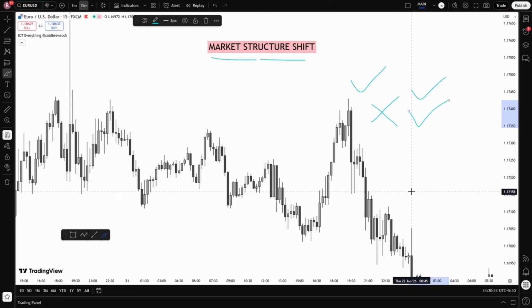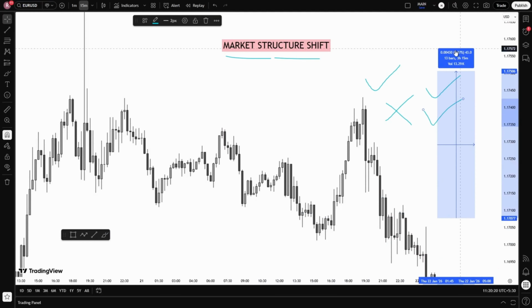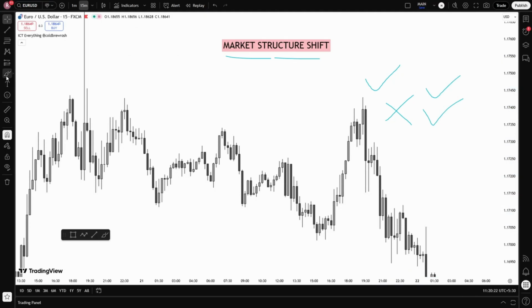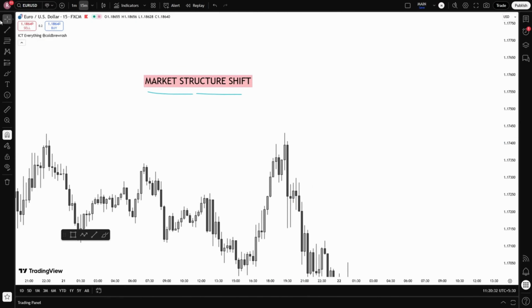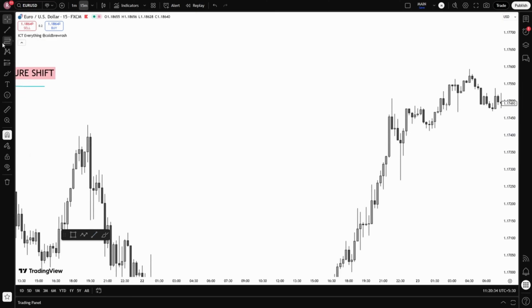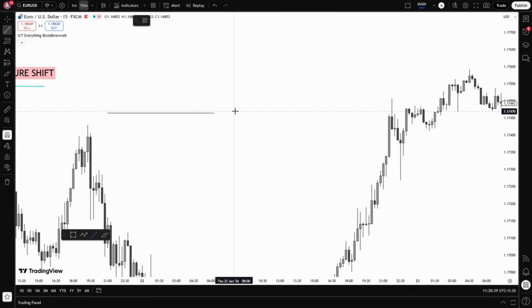The most important thing I want you to take from this video is the importance of displacement. When I say displacement, I'm talking about the strength and speed of price moving through a level. Displacement is what tells you whether the market is actually shifting structure or just grabbing liquidity. Let me explain this with two simple examples. A lot of times, traders can't tell the difference between a liquidity sweep and a market structure shift because visually, they can look very similar.